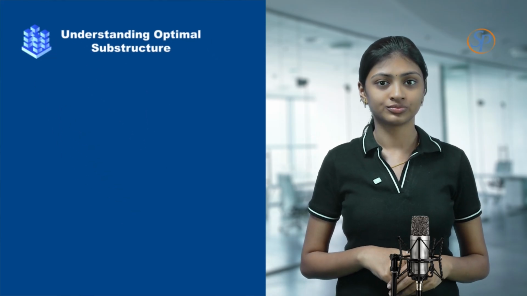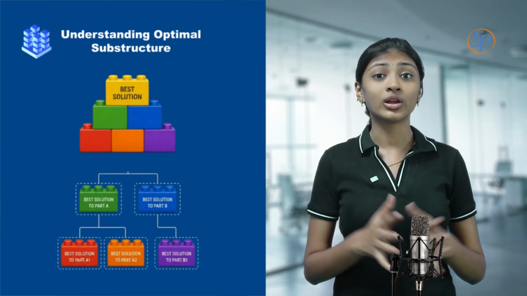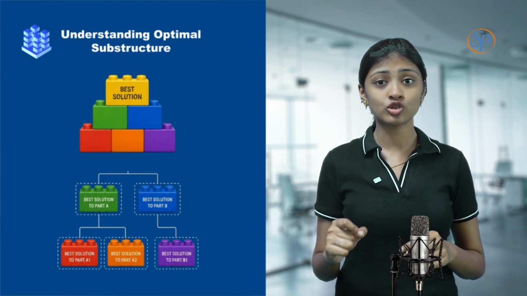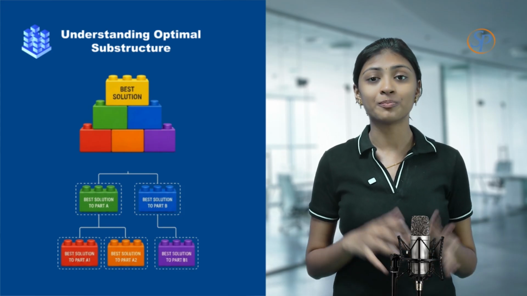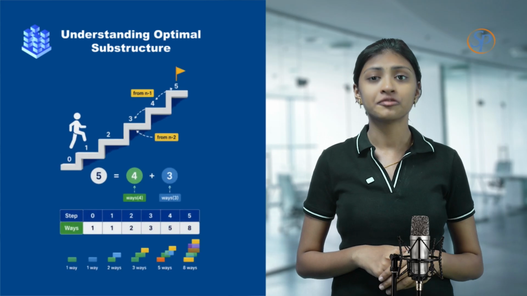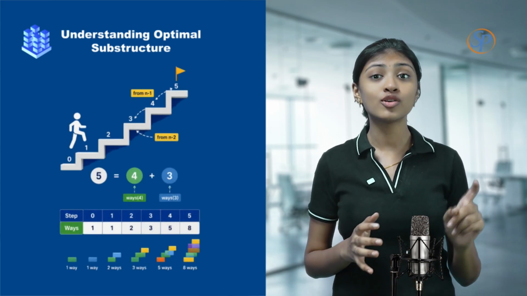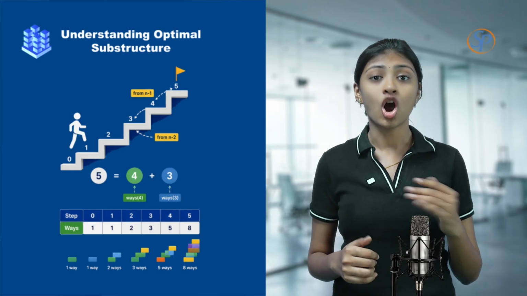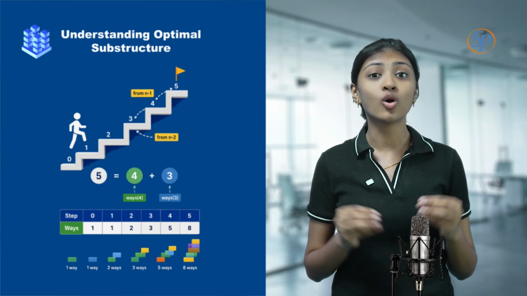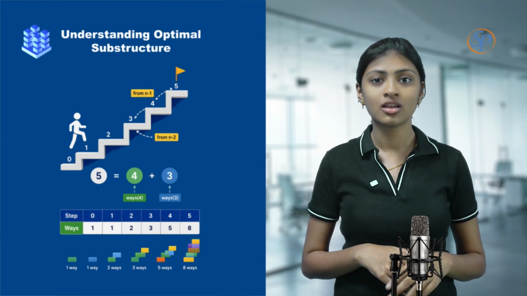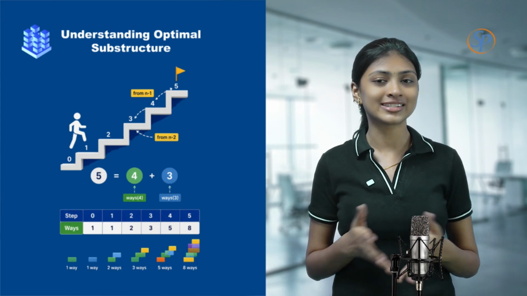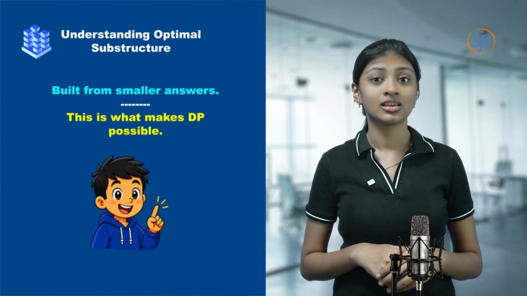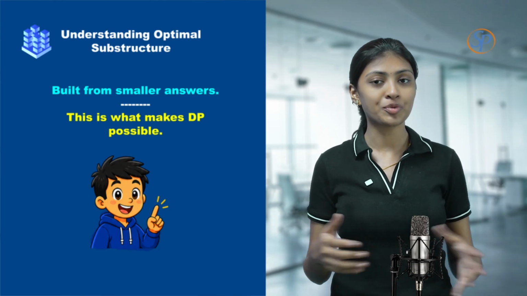Understanding optimal substructure. Let's think about this carefully. When we say a problem has optimal substructure, what we mean is that the best solution to the main problem depends on the best solution to its smaller parts. For example, in climbing stairs, if you want to reach step n, you must have come from step n-1 or step n-2. And if you already know the best ways to reach those steps, then you can build the answer for step n. So the final answer is built from smaller answers. This is what makes dynamic programming possible.